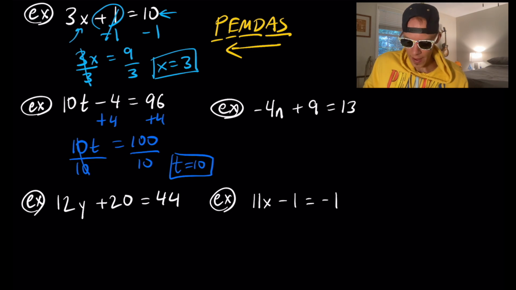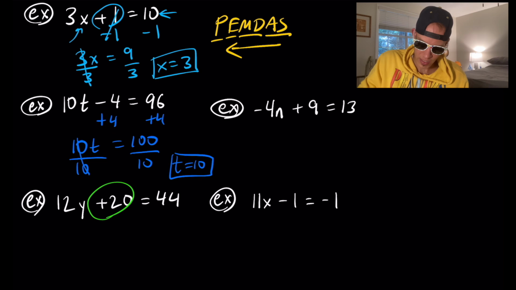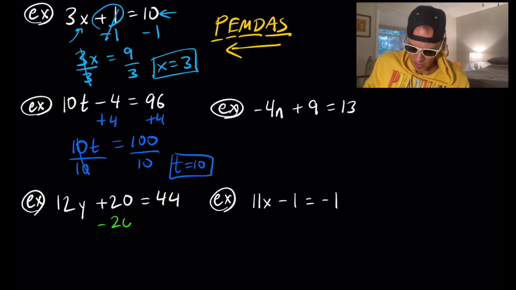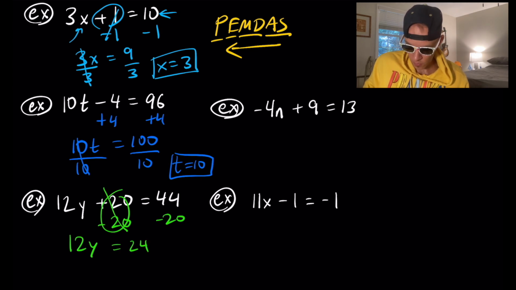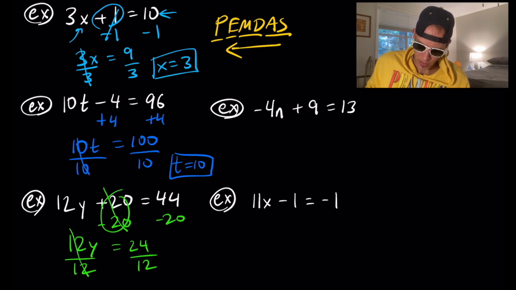All right, 12y plus 20 equals 44. So again, I want to undo any addition or subtraction that I see first, and I see an addition of 20. So I'm going to undo that by subtracting 20 from both sides. We'll bring everything else down. So 12y, these cancel, remember that. 12y equals 44 minus 20, which is 24. And then divide both sides by 12 to undo that multiplication by 12. And we'll get y is equal to 24 divided by 12, which is 2.